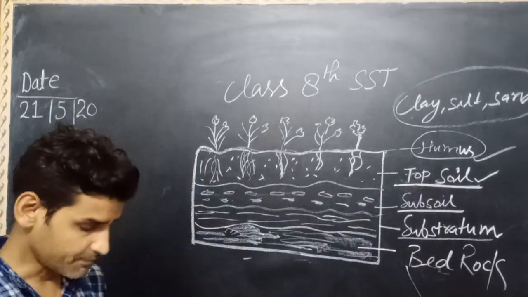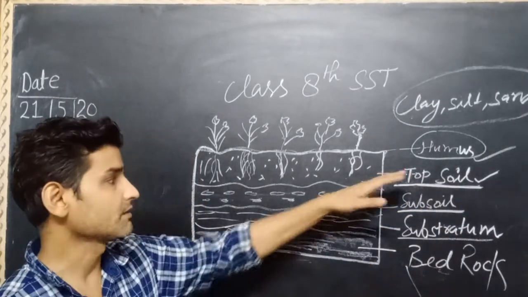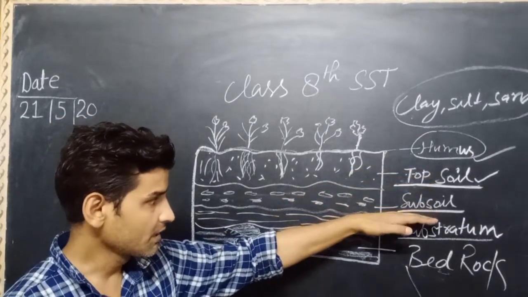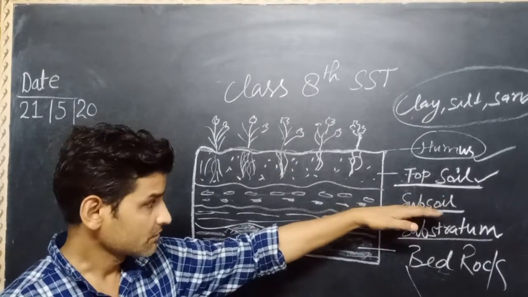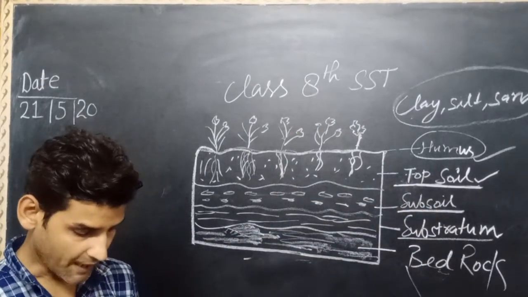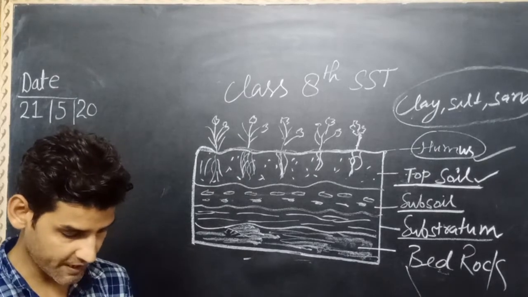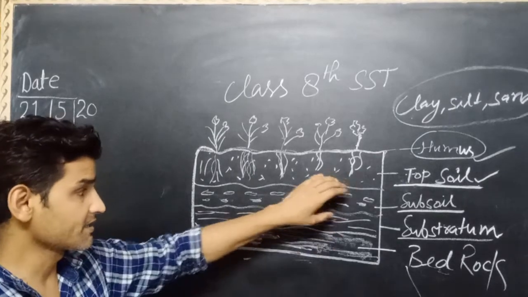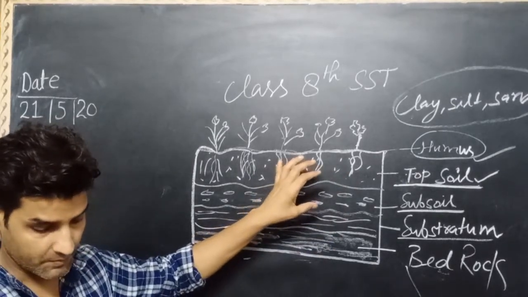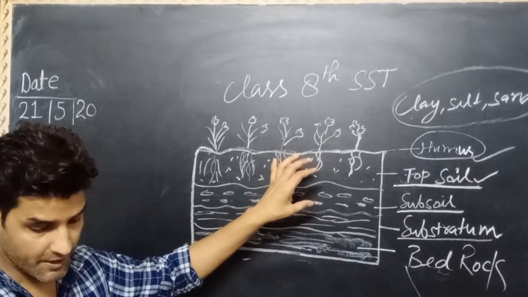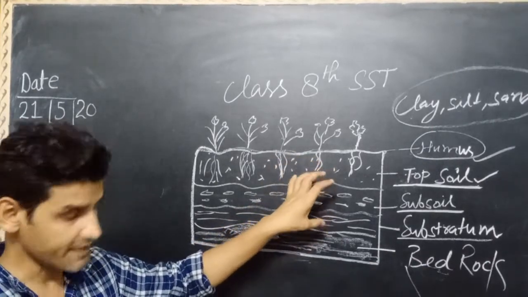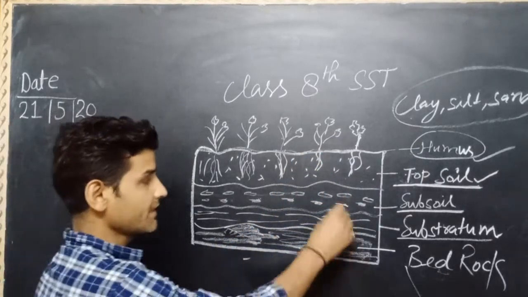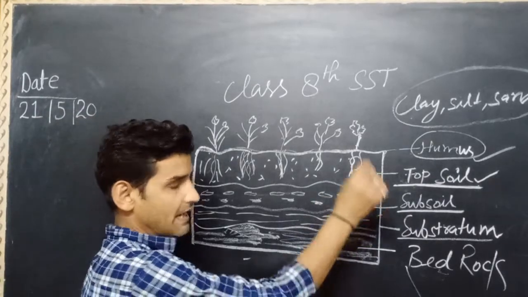Subsoil: below the topsoil, means below the layer of topsoil, we get subsoil. It is made up of weathered rock, silt, clay, and some nutrients such as soluble minerals and iron oxide. Means in this layer we get the iron oxide.